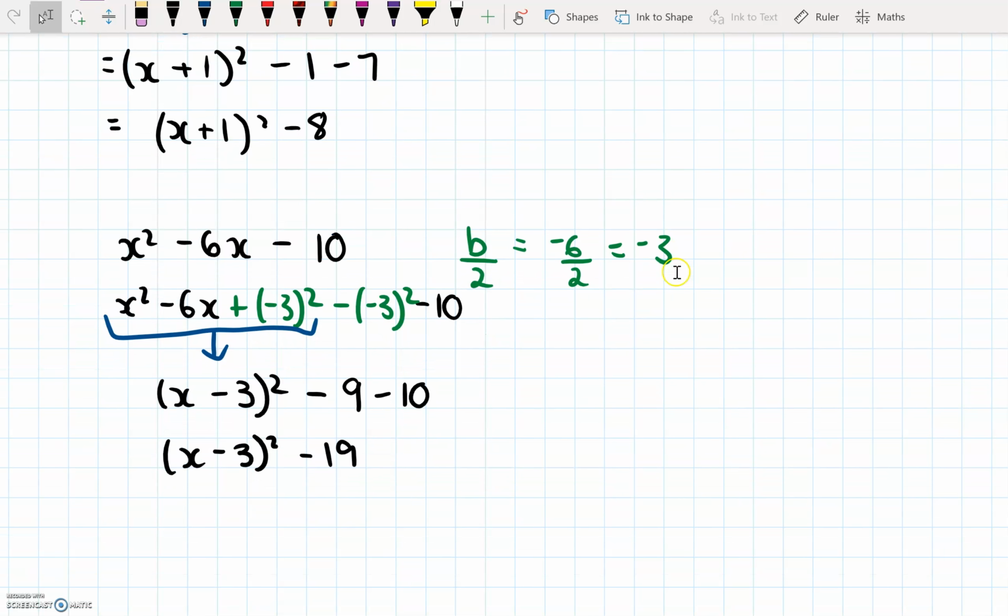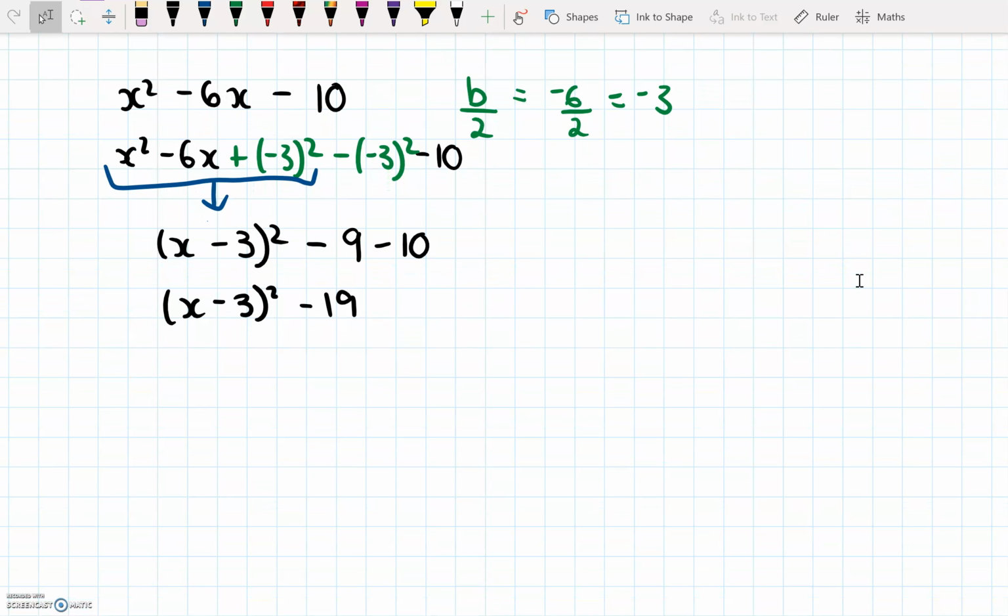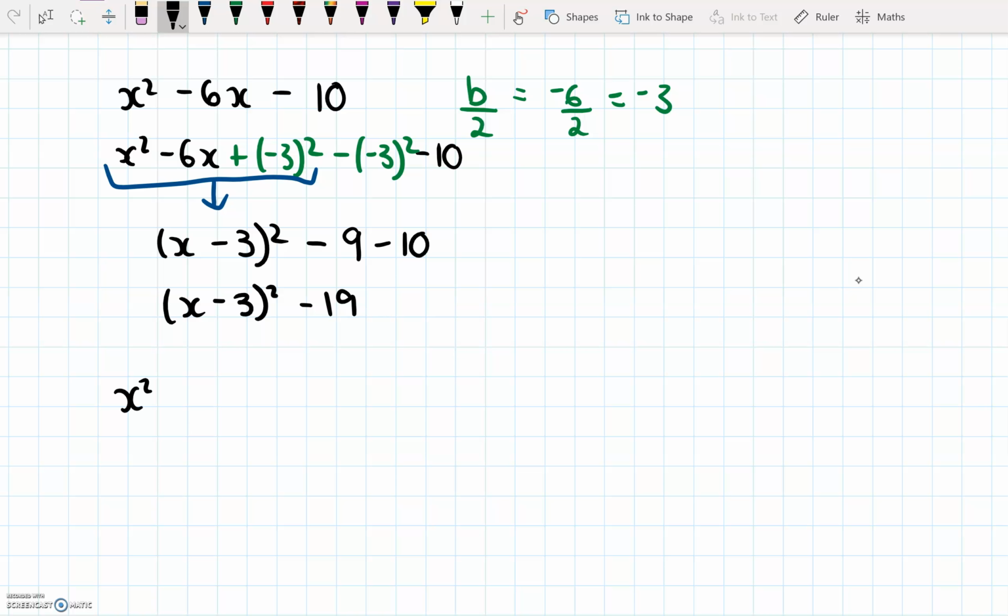And then the other different example that you may see is an example where we have an uneven number. So if we have something like x² − 7x − 9. In this case b over 2 is equal to −7 over 2, which equals, well, we can just leave it like that actually. −7 over 2 is quite fine as it is.